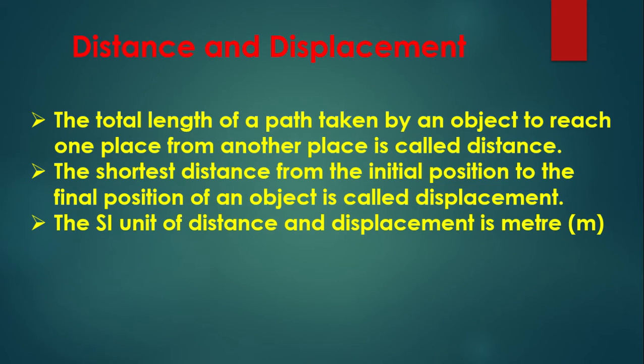Distance and displacement. The total length of the path taken by an object to reach one place from another place is called distance. The shortest distance from the initial position to the final position of an object is called displacement. The SI unit of distance and displacement is meter.